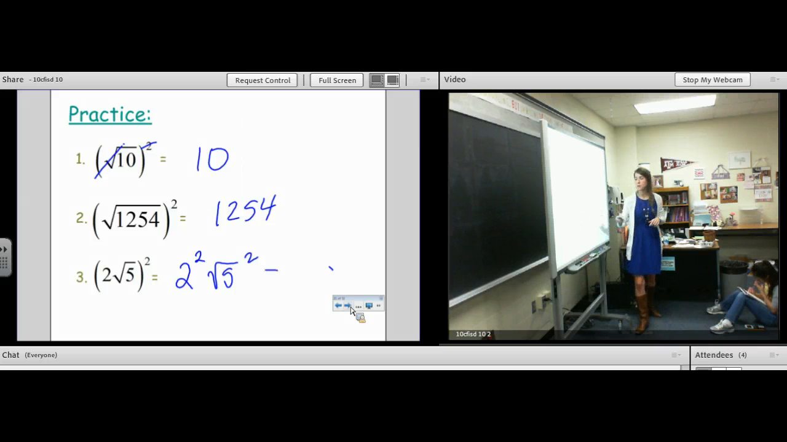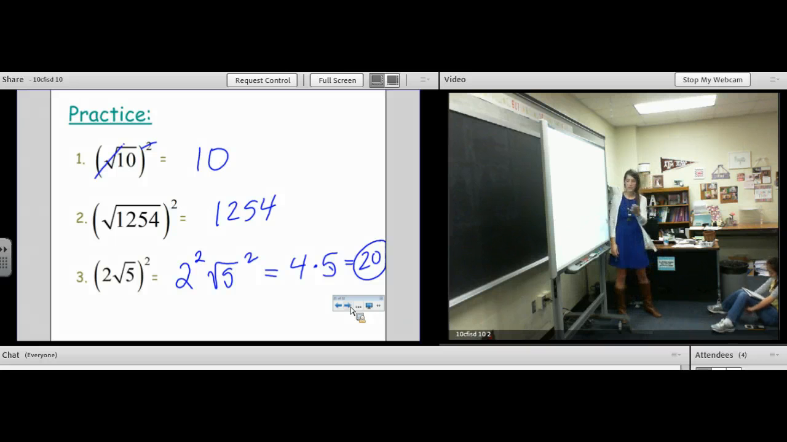What is 2 squared? 4. What's square root of 5 squared? 5. Very good. The final answer, 2 root 5 squared is 20. It's 4 and it's 5. It's 4 times 5. Okay?